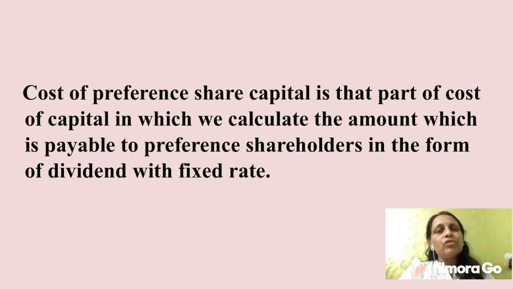Generally, a fixed rate of dividend is paid to preference shareholders, which is specified at the time of issue of preference shares. And another type of preference is at the time of winding up of the company. These preference shareholders are given preference in returning back the capital over ordinary shareholders.